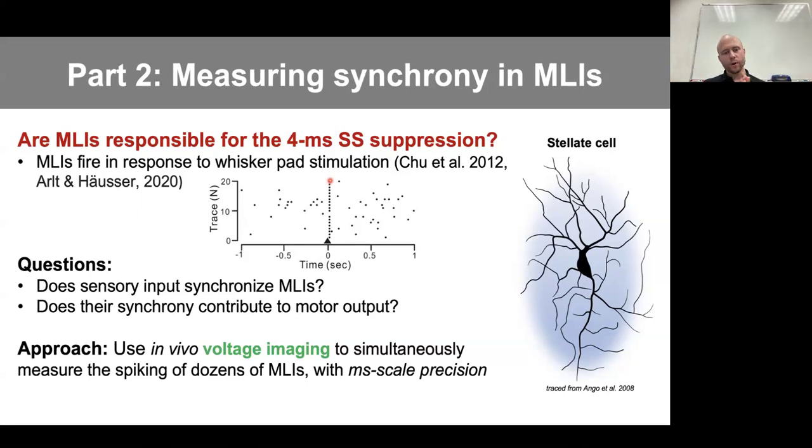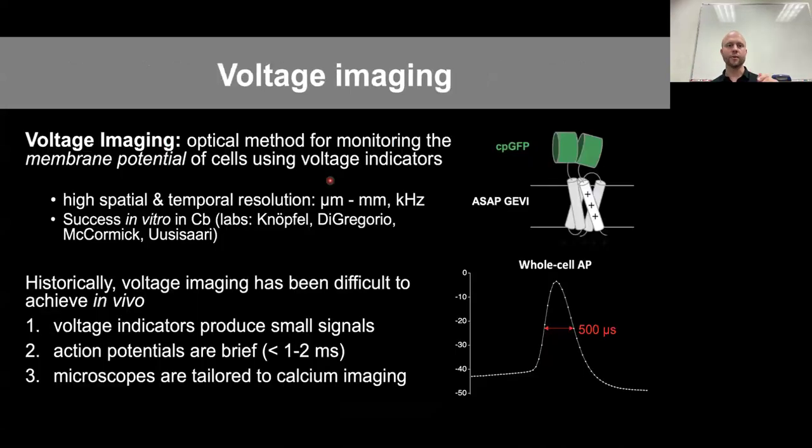And so the approach that we chose to take in studying MLI synchrony is in vivo voltage imaging. What's great about in vivo voltage imaging is we can use it to measure the spiking of dozens of MLIs on a millisecond timescale. Now I'm going to tell you a little bit about in vivo voltage imaging. Well, voltage imaging in general first. So what is voltage imaging? Voltage imaging is an optical method for monitoring the membrane potentials of cells using voltage indicators. Those indicators can come in the form of dyes or genetically encoded voltage indicators.